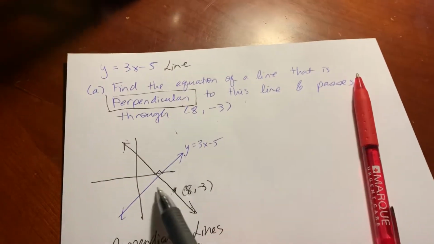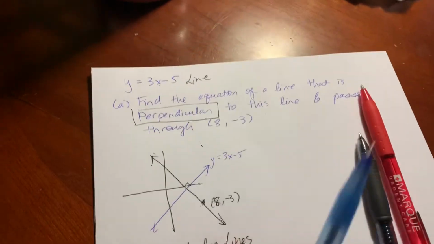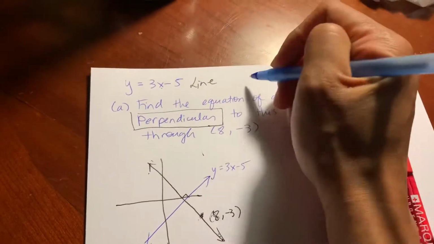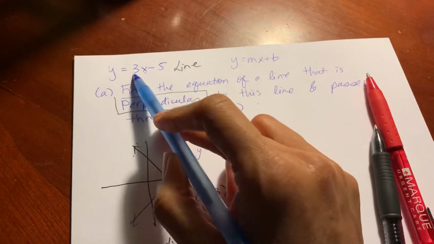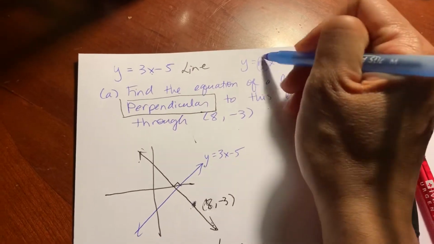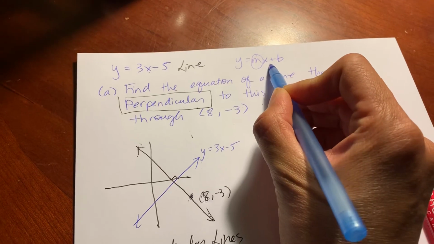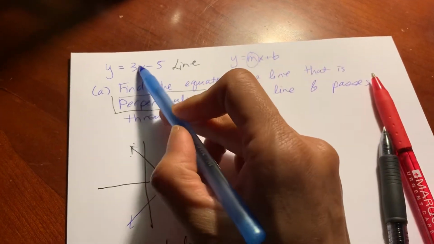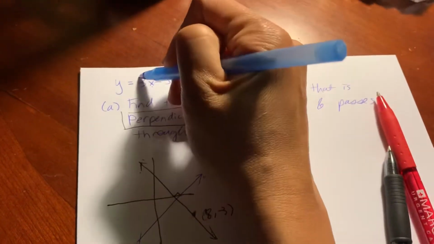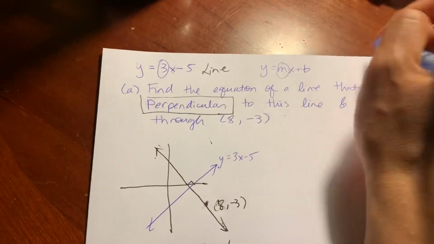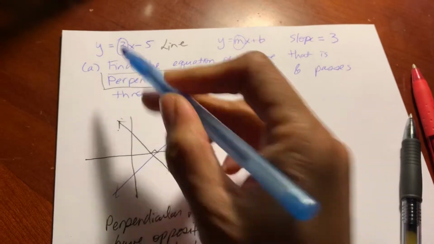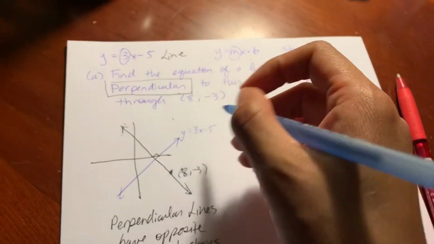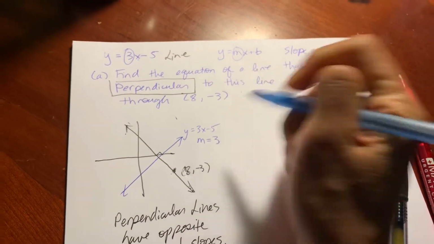So let's look at the blue line. The blue line here is y is equal to 3x minus 5, which is in the form y is equal to mx plus b. So since it's already in this form, the slope is going to be the coefficient of x, the number that's attached to x. So the number that's attached to x is 3. So for this blue line, the slope is 3. m is equal to 3.